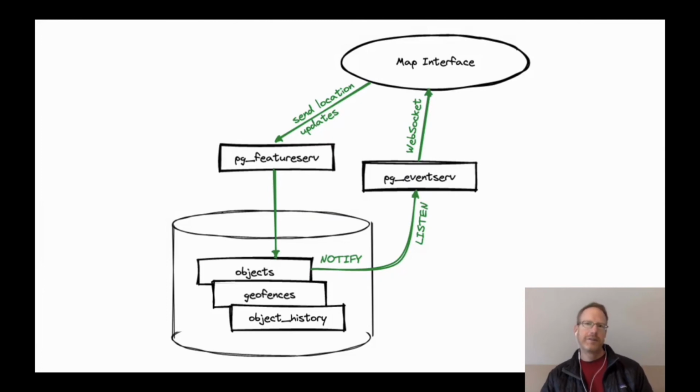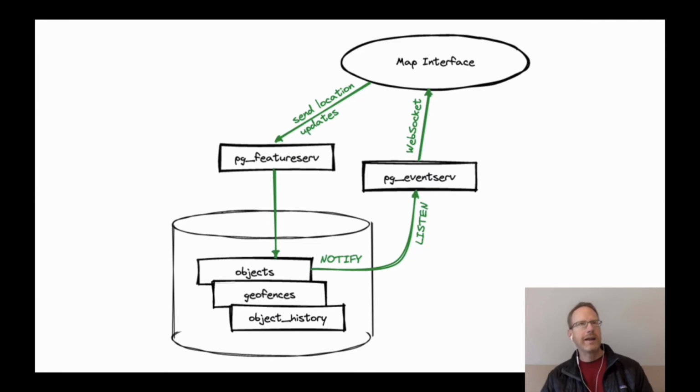PG Event Serve picks up the notification on the listen notify bus, translates that payload into a message on the WebSockets connection, and sends it out to all the listening clients. Now the web UI of each client gets that message, parses the JSON, and updates the location of the object on the map, and the cycle is complete, and all the maps are up to date with the latest status.